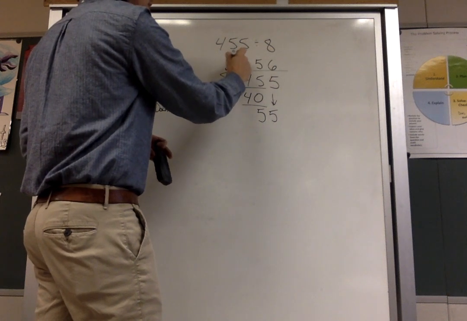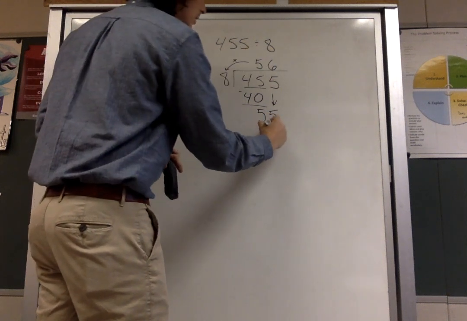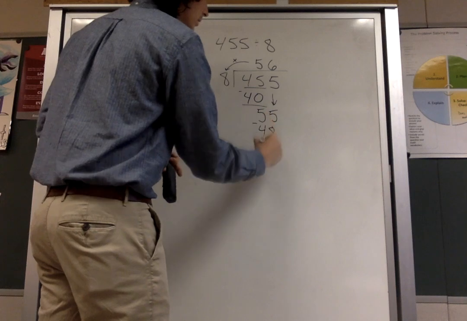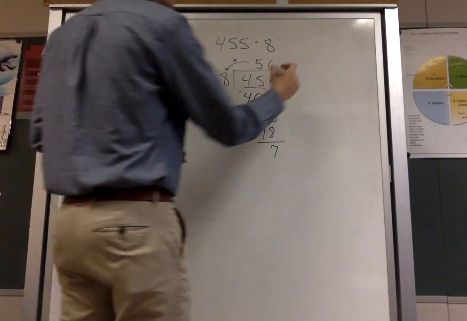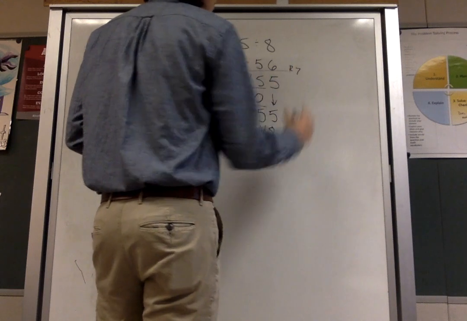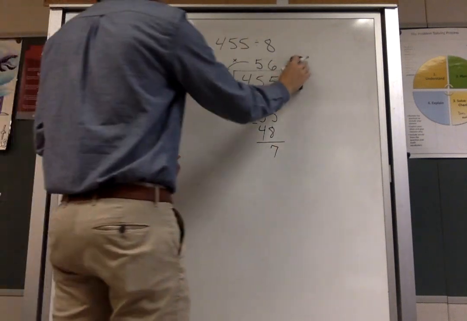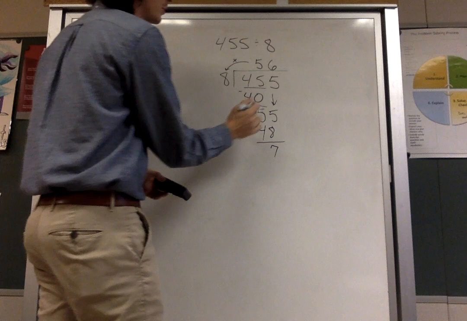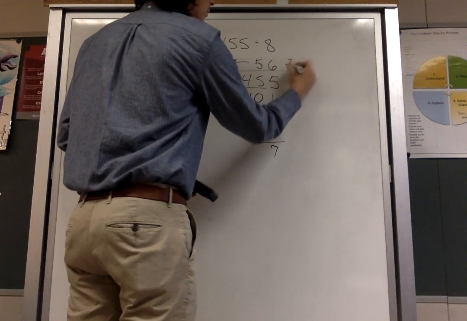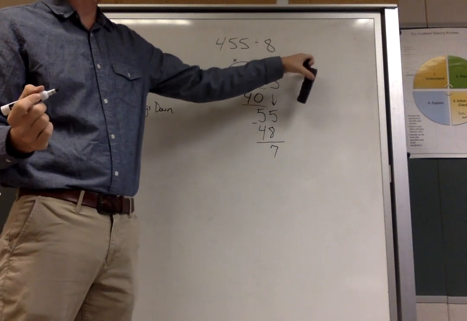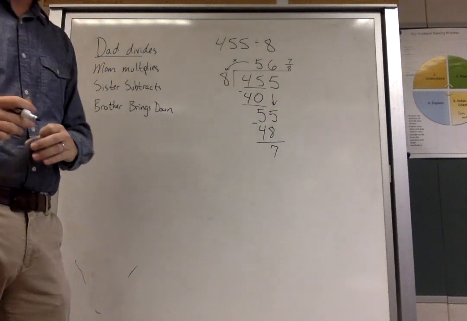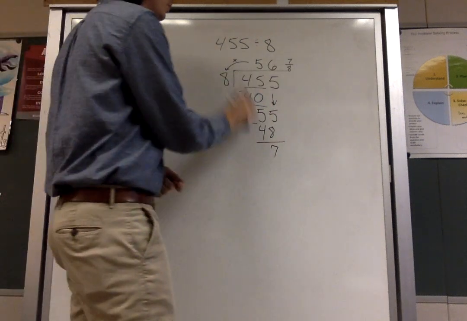Mom multiplies again. 6 times 8 is 48. We subtract, and we have this 7 here. As you've learned in the past, that would be remainder 7. We don't do that anymore. With our fractions, what we would do is, as we did this past week, we would just say we have 7/8 left over. We have 7 being split by 8, broken up into 8. So we put 7/8.